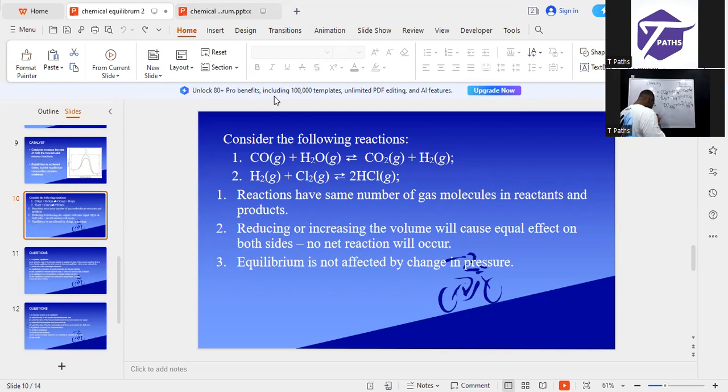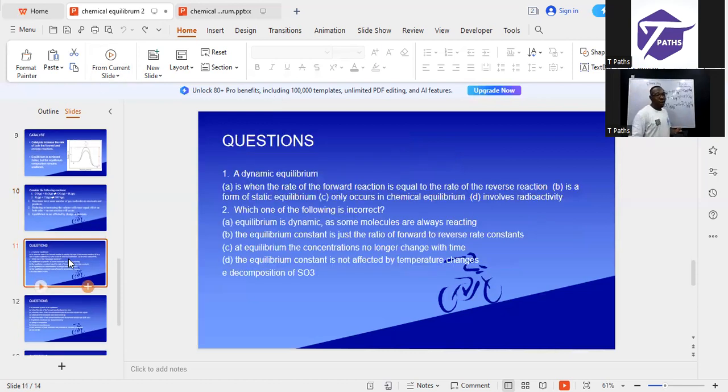Now, the next thing we need to consider here, based on what I have here, is that equilibrium is not affected by change in pressure. I've said that already. Now let's look at questions to round up this section. We've done part one, we're in part two. I'm happy that we are all following. To wrap up this section, let's talk about some questions. The first one there is what?